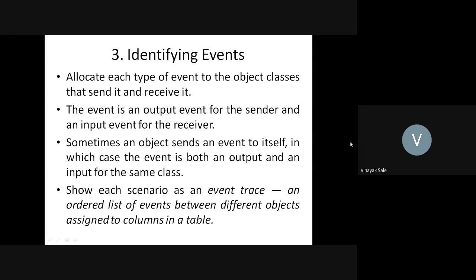So allocate each type of event to the object classes that send it and receive it. An event is an output event for the sender and an input event for the receiver. Sometimes an object sends an event to itself, in which case the event is both input and output for the same class. Show each scenario as an event trace, an ordered list of events between different objects, assigned to the columns in a table. So this is a state transition diagram.